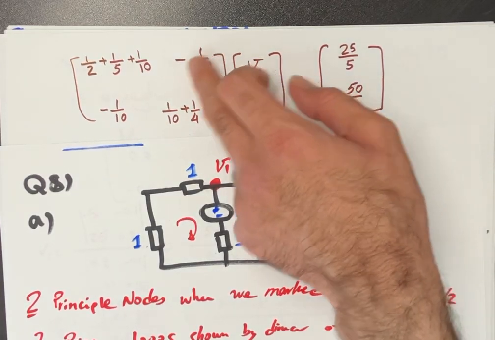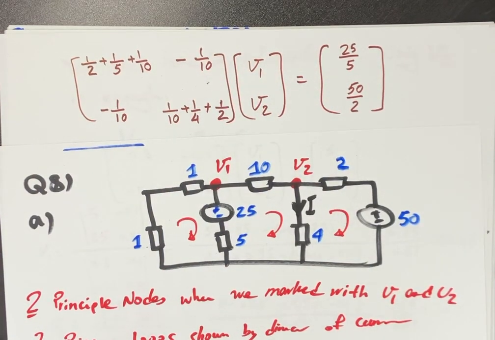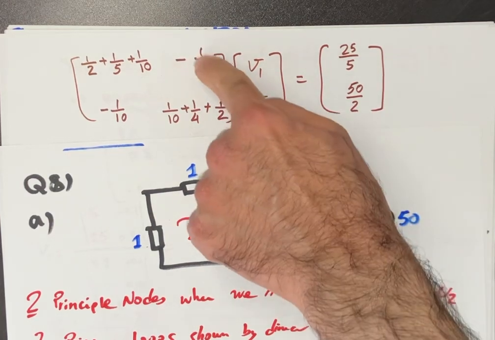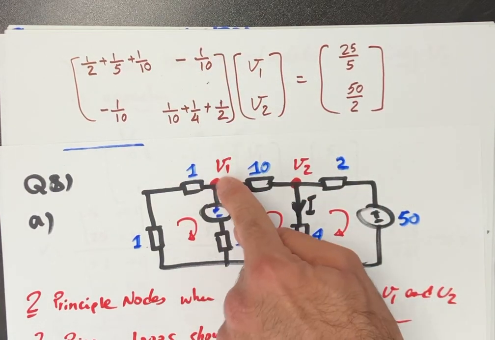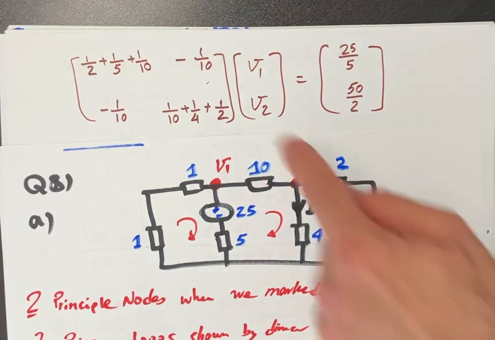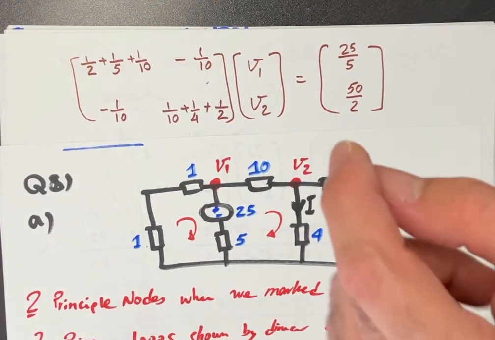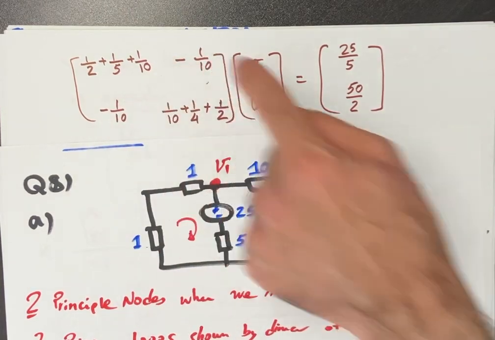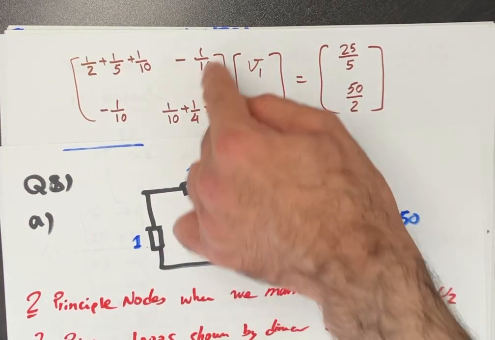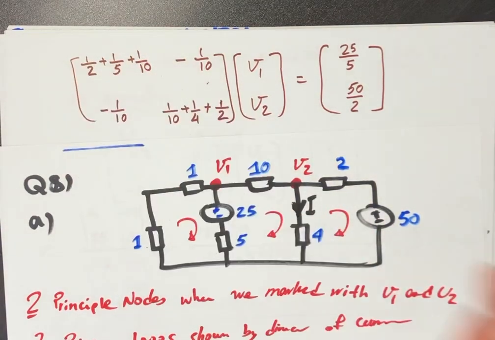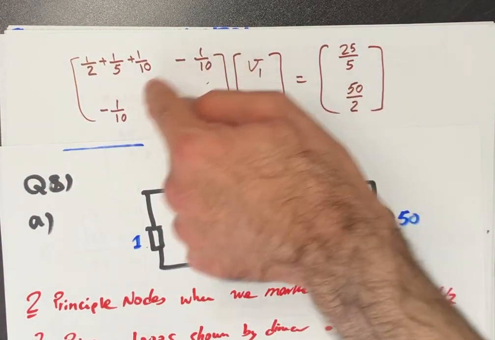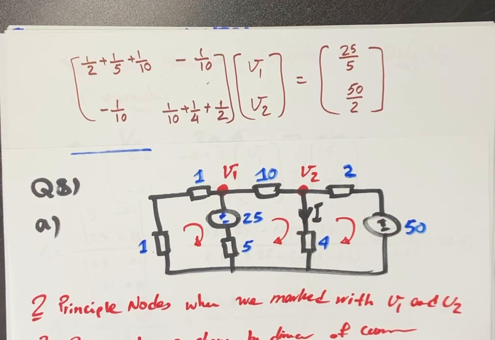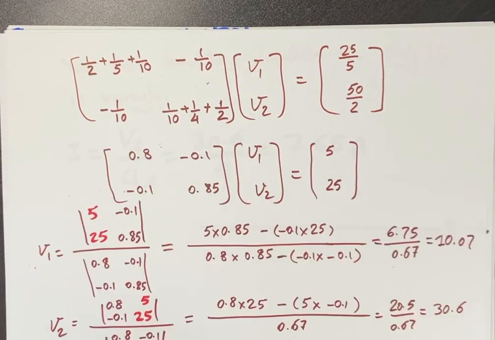For the non-diagonal elements, which are conductances between two nodes, this one is between node 1 and 2. There is a 10 ohm resistance. You need to put the inverse, which is 1 over 10. And be careful, don't forget to put the negative signs for the non-diagonal elements. The matrix is symmetrical, so non-diagonal elements for the same nodes are the same because this is a bidirectional network.